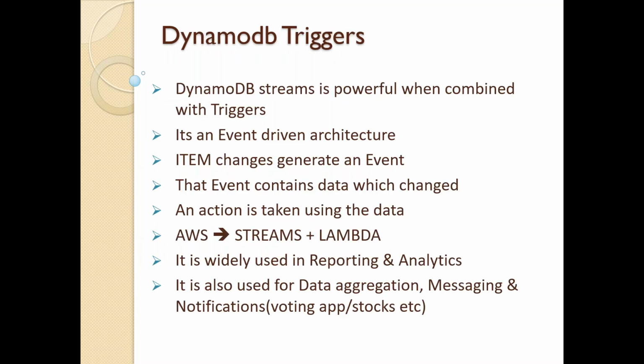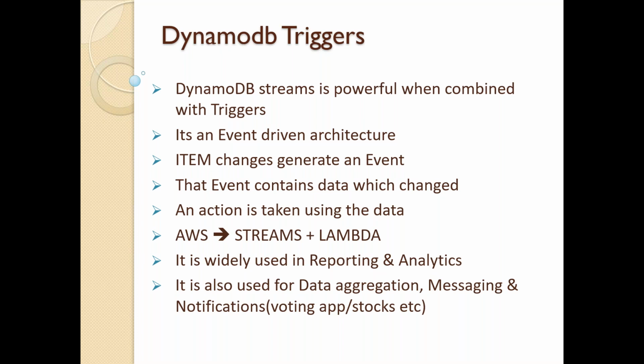So DynamoDB triggers: as soon as the stream comes, the next is the trigger. DynamoDB Streams is powerful when combined with triggers. If you enable the DynamoDB streams and don't have any Lambda function, there is no use. So what action are you going to take based on this event? That's what we need to see. It's an event-driven architecture. Item changes will always generate an event. There are 3 events, whether it is an insert, remove, or update. That event contains the data of what has changed, and action is taken using the data.